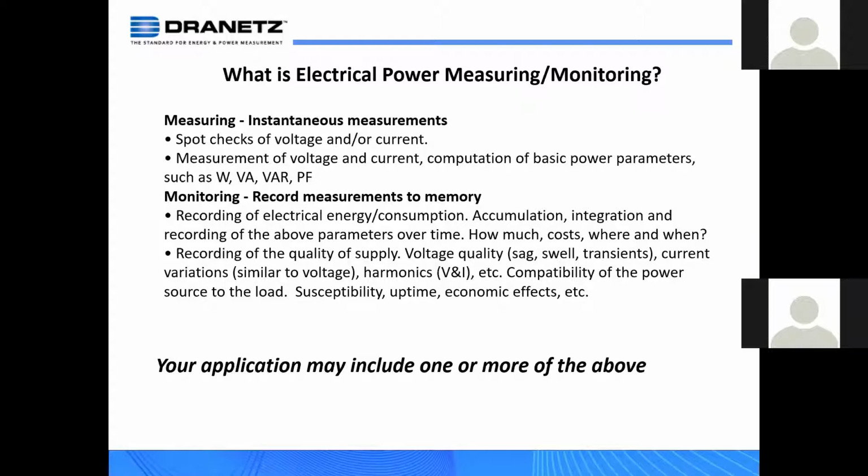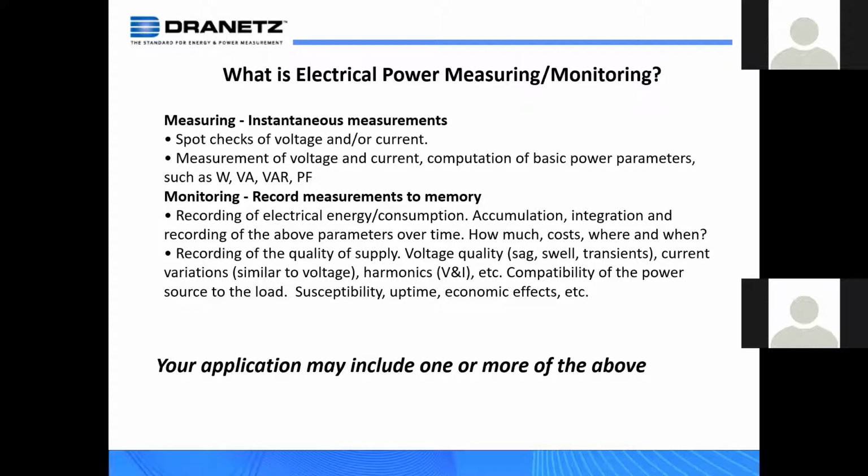So some of the more common things we're looking for are sags, swells, transients. We're looking for current changes, which are measured in a very similar way as voltage. Harmonics, distortion in the waveform we're looking at for voltage and current. But really the application is we're looking for the compatibility of the power source to the load. So you're concerned about possibly your susceptibility, your uptime, and maybe the economic effects of changes in the power, okay? And your application may include one or more of the above. It could be energy, it could be power quality, it could be both of them at the same time.